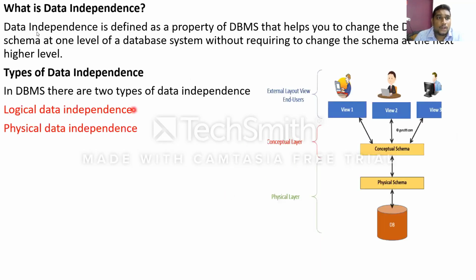Next, coming to independence. When the user retrieves data from the database, there are some steps to follow. The user sends the request in a high level language. That high level language is taken by the conceptual schema. In the conceptual schema, data is in the form of tables, and after the conceptual schema, it moves to a physical format, that is, the data dictionary and metadata format.